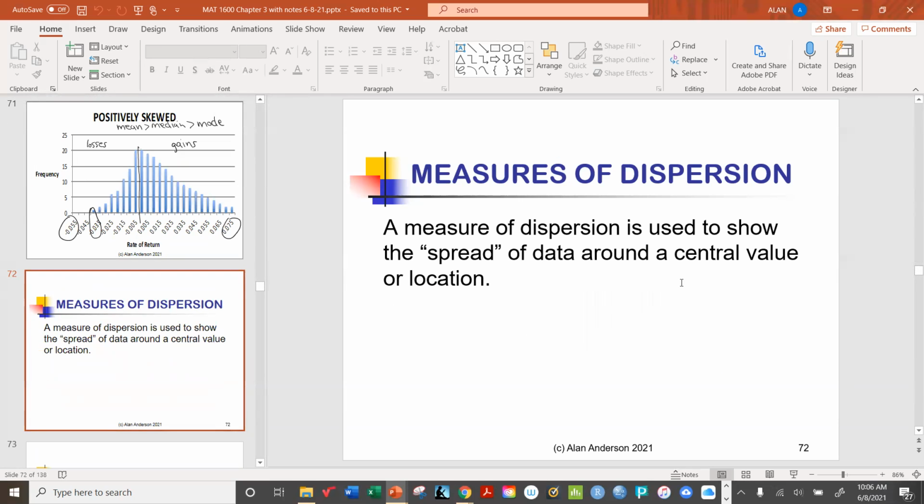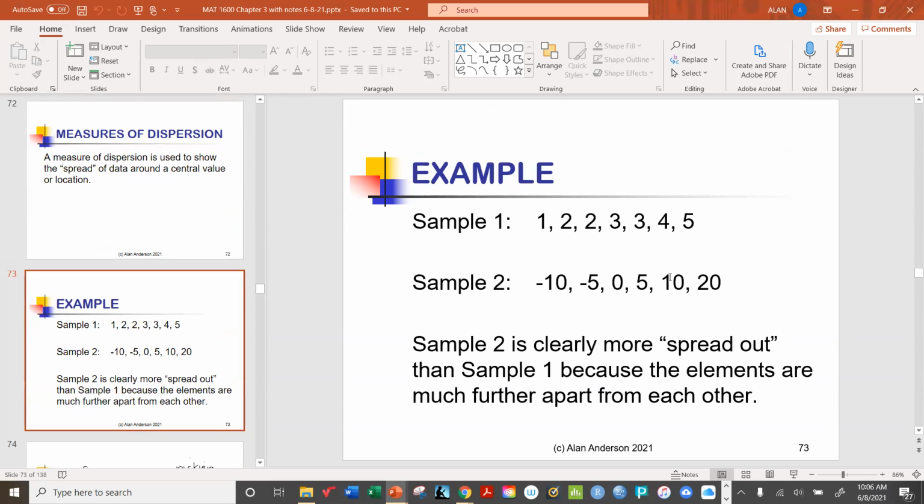Then we introduced measures of dispersion, which are essentially trying to show us how spread out the data are from the center. And these are very useful for many different types of applications. In particular, if you're looking at stocks again, measures of dispersion can be thought of as measures of risk. When you buy stocks, of course, there's a lot of risk involved. And so the more spread out the returns are, the riskier the stock will be.